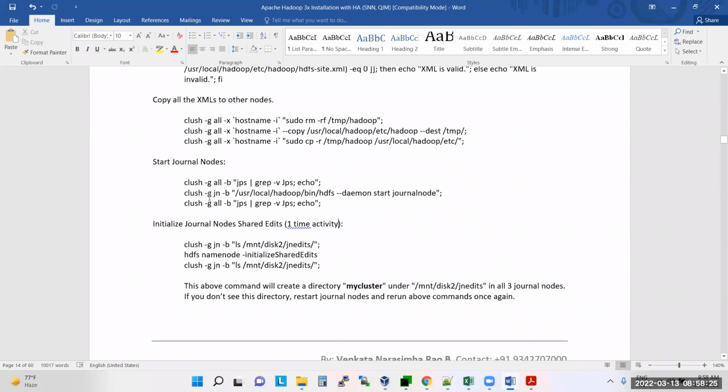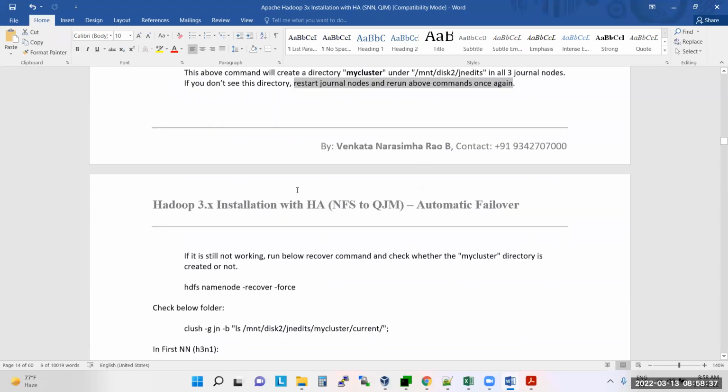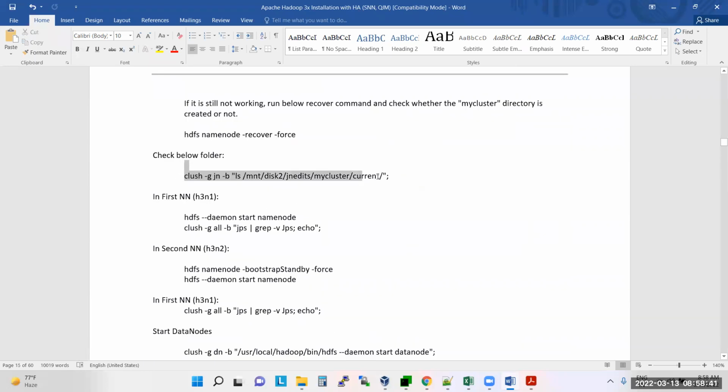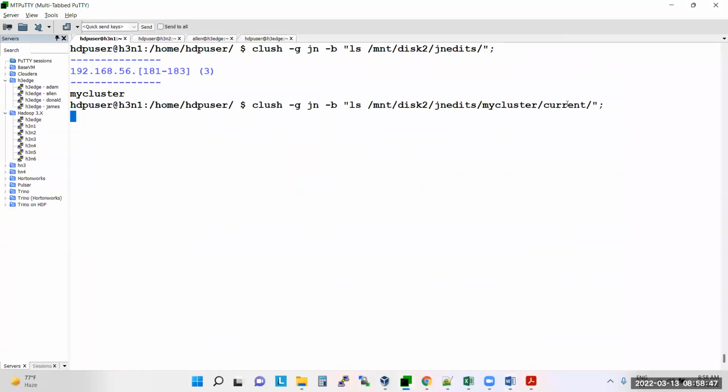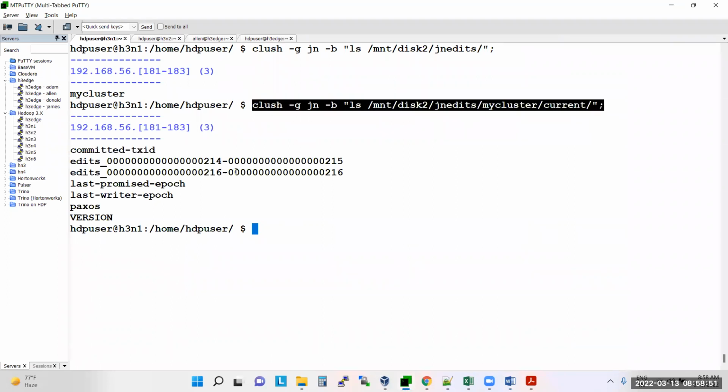So the above command will create a directory my cluster under the journal nodes directory in all three journal nodes. If you don't see this directory, restart the journal nodes and rerun the above commands. Don't worry. Now you see, this is the location for the common edits. See, all three have the same edits, the same common files.